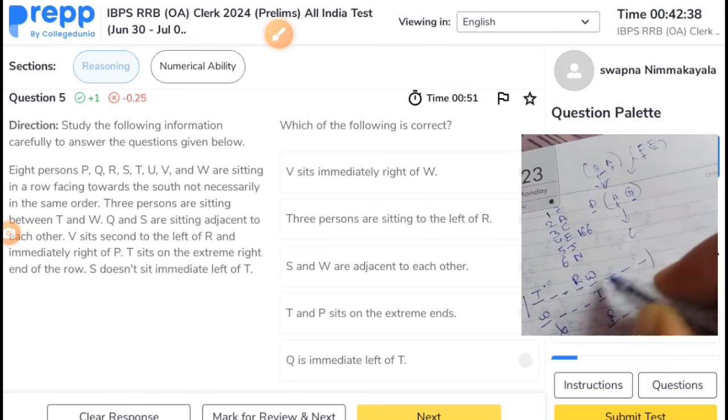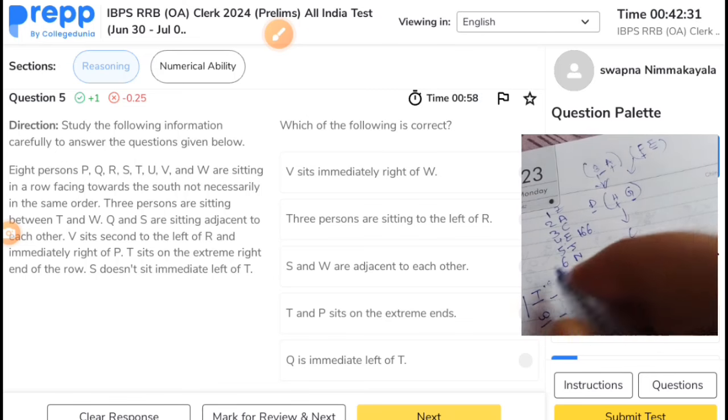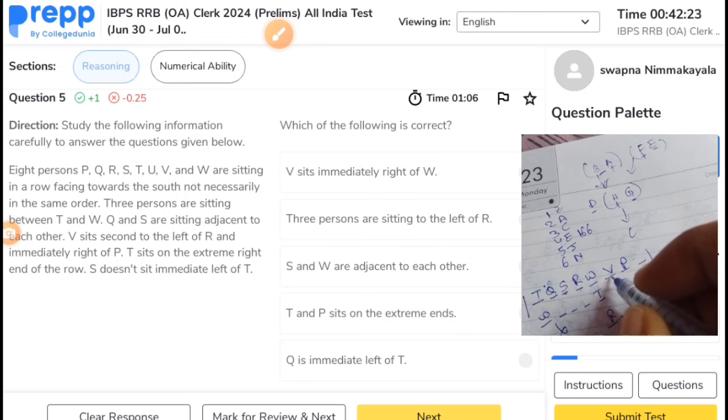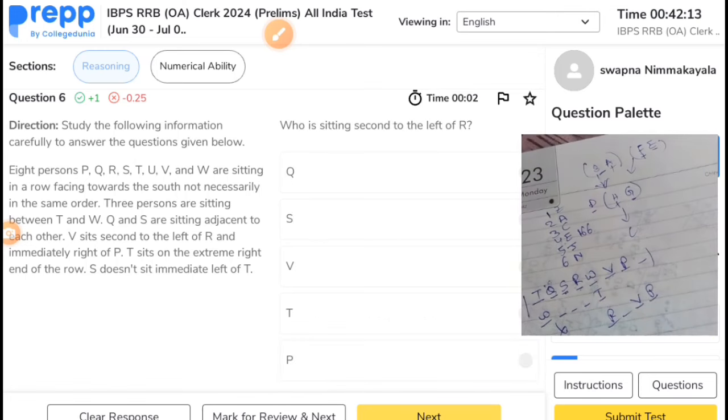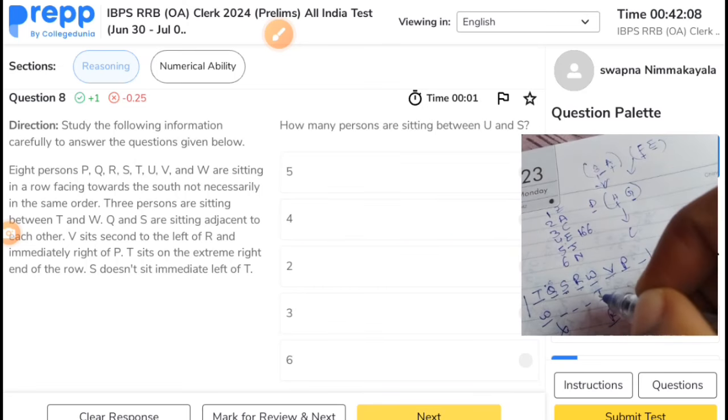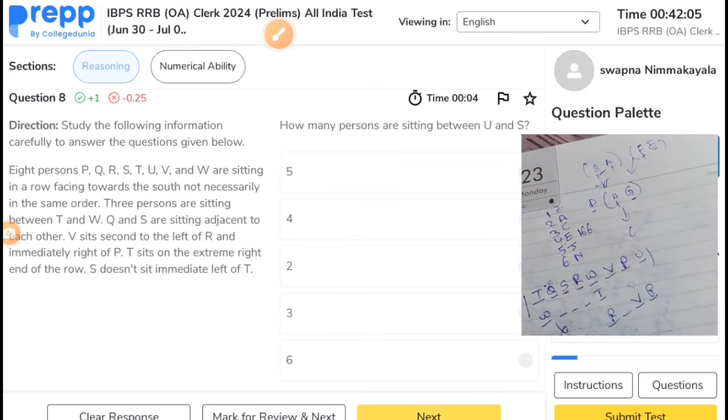R, P. Next. Q and S are adjacent to each other. S is not immediately left of T. V is immediately right of W. 3 persons are to the left of R. S and W are adjacent to each other. T and P are at the extreme ends. U is immediate left of T. Second to the left of R is V. Second to the right of P is W. U and S. 1, 2, 3, 4. U.